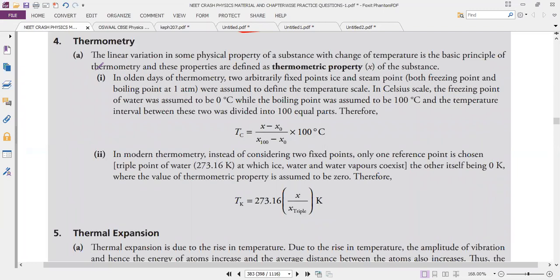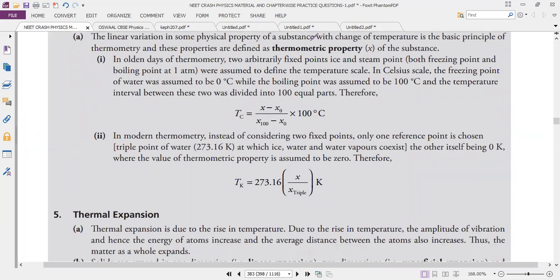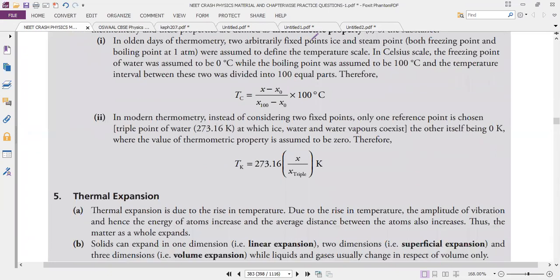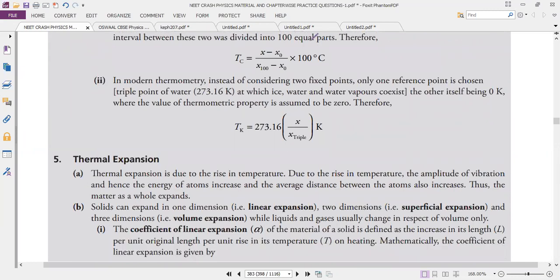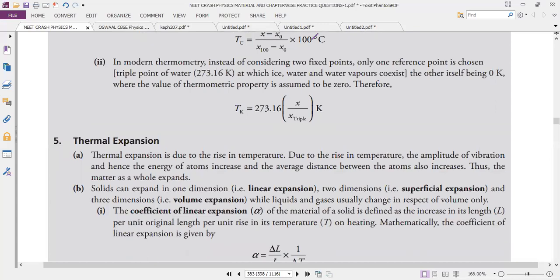Okay, next topic, thermal expansion. Linear expansion, superficial expansion, volume expansion. There are three types. How does it expand? With increasing temperature.